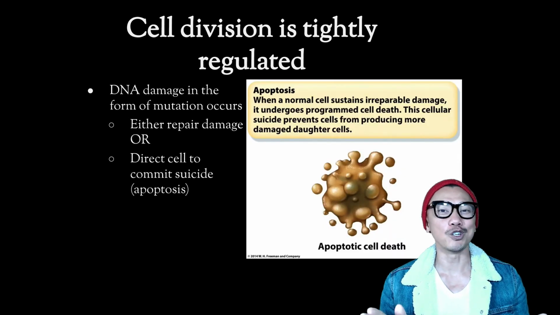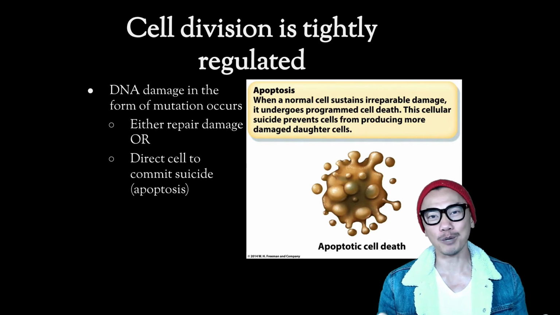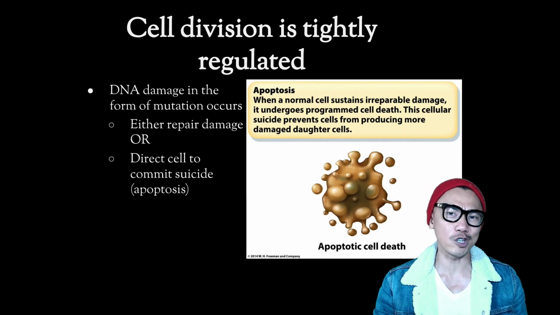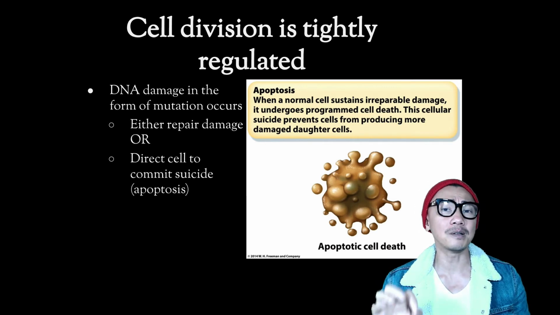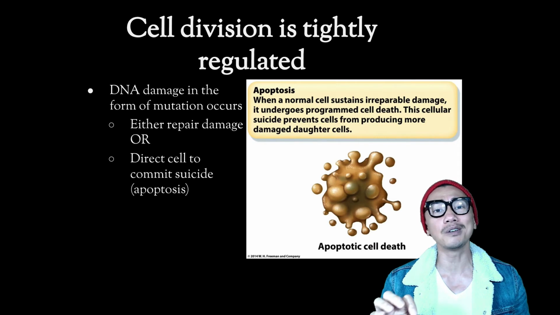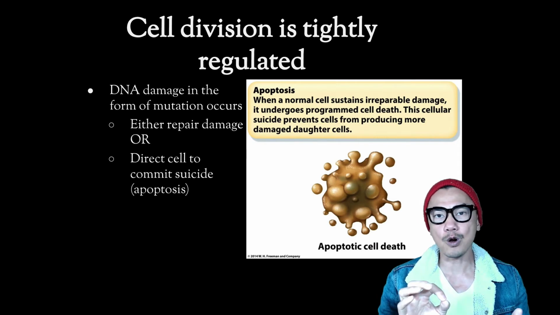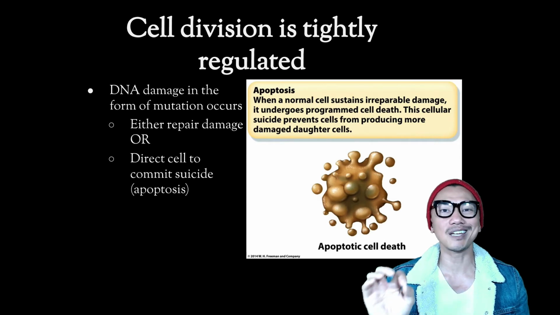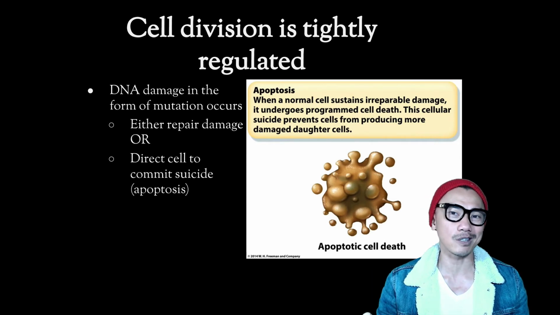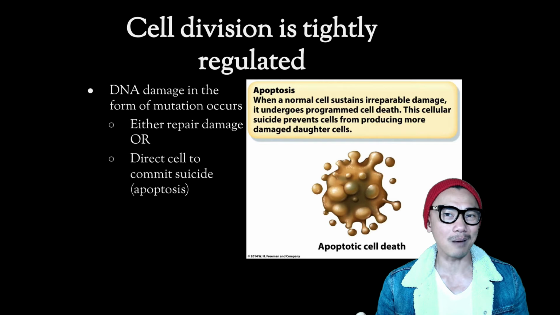As I just mentioned, one of the things that the G2 checkpoint is looking for is DNA damage. DNA damage can occur in the form of mutation. If the cell finds DNA damage, it can do one of 2 things. It can repair the damage, or if that's not feasible, it can direct itself to commit suicide. This is called apoptosis.